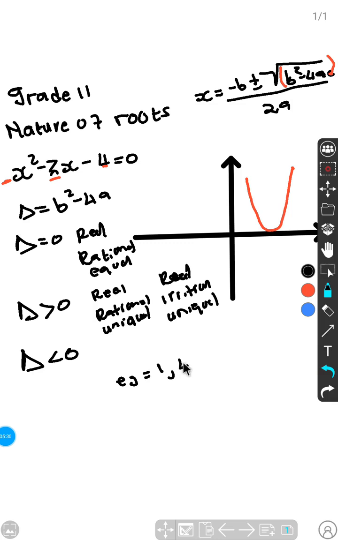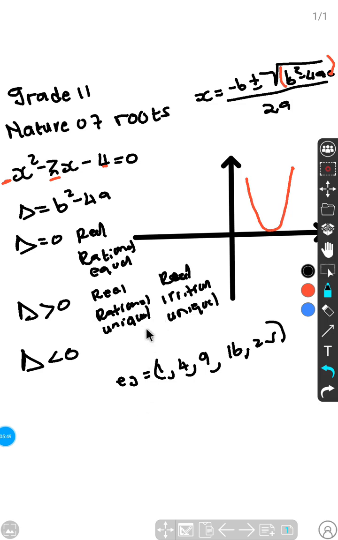2 to the power 2, you're going to get a 4. 3 to the power 2, you're going to get a 9. These are perfect squares, guys. If you find that your discriminant is a perfect square, then the roots will be real, rational, and equal.